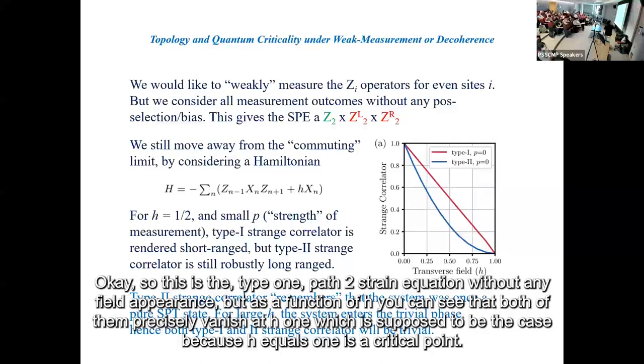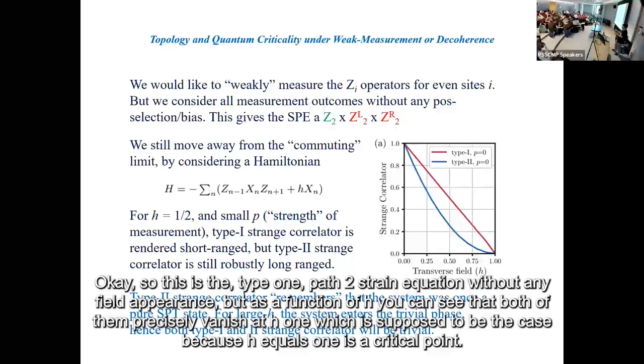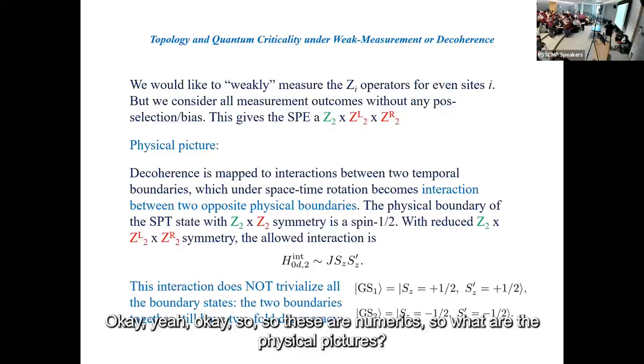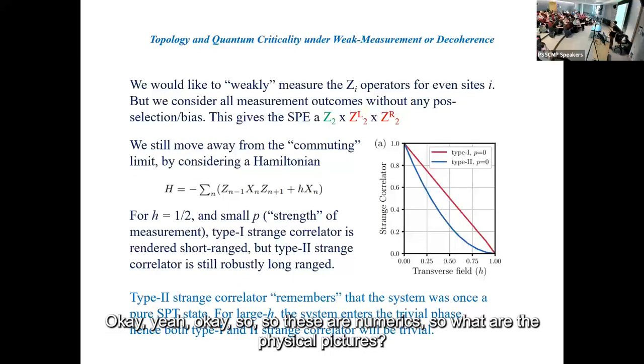So this is the type 1 and type 2 strain correlator without any decoherence, as a function of h. You can see that both of them precisely vanish at h equals 1, which is supposed to be the case, because h equals 1 is the critical point between the SPT and trivial state. So both type 1 and type 2 strain correlator saturation values go to 0 when h equals 1. Okay, so these are numerics. So what are the physical pictures?